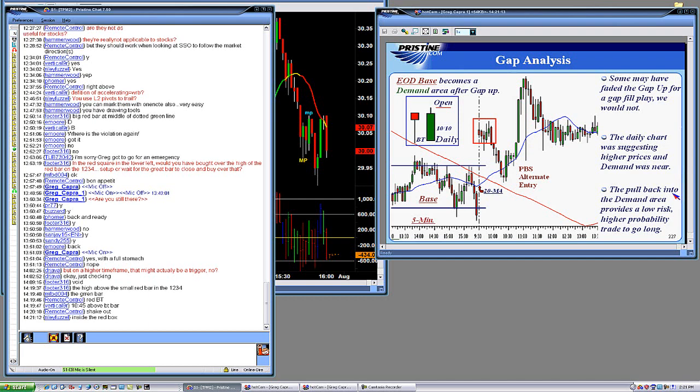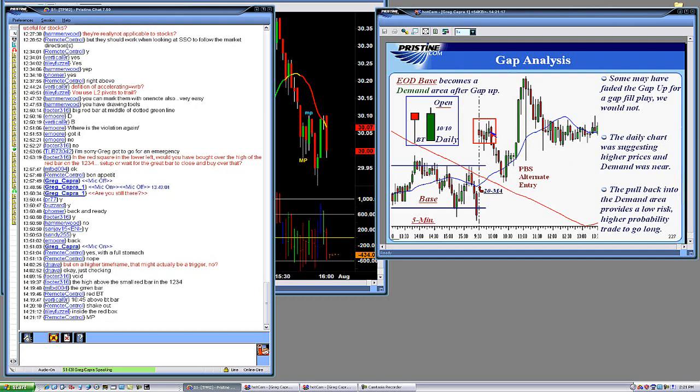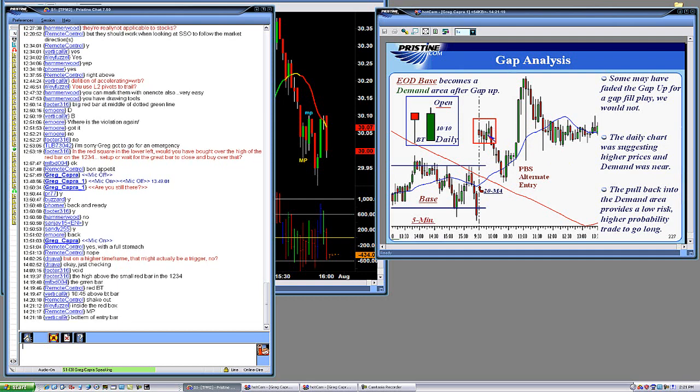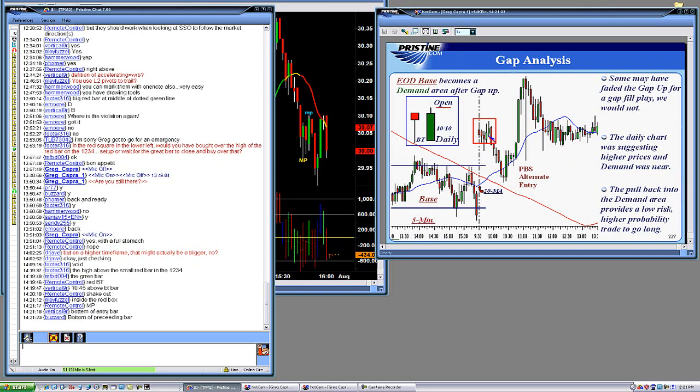I'll be damned. And inside the box is resistance. That's resistance. A prior bar's low. The bottom of the preceding bar. Exactly. So as this is moving up, I'm anticipating that some sellers are going to show up over here.